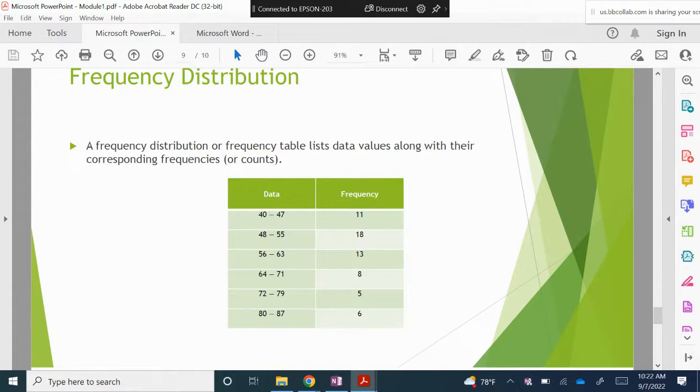7. So the class width would actually be the difference in the two lower class limits. So that's what a lot of people do. When you say 47 minus 40, it should be 7, right? But that's not how you want to do it. You want to subtract the lower class limits. So 48 minus 40 is what? 8. So the class width is 8.